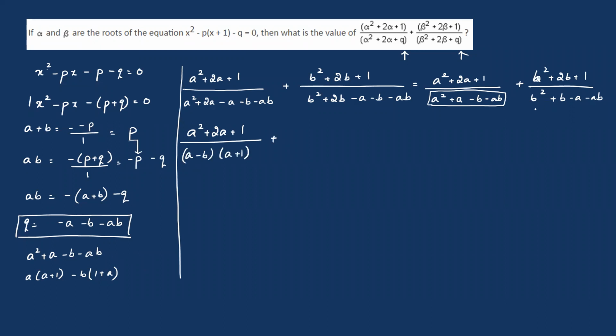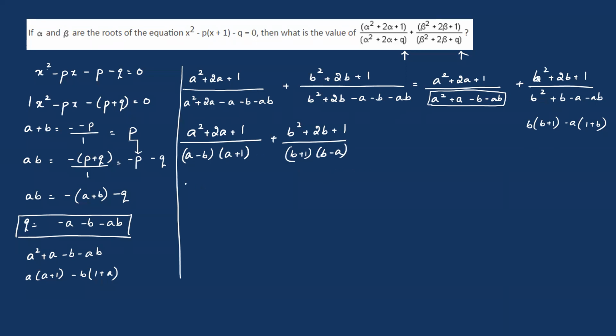Similarly, let's focus on the second denominator here. Now, if I take B common, this becomes B plus 1. Minus A common, this becomes 1 plus B. So this part can be written as B square plus 2B plus 1 divided by B plus 1 into, sorry, into B minus A this time. Now, this is very important here. Clear, guys?